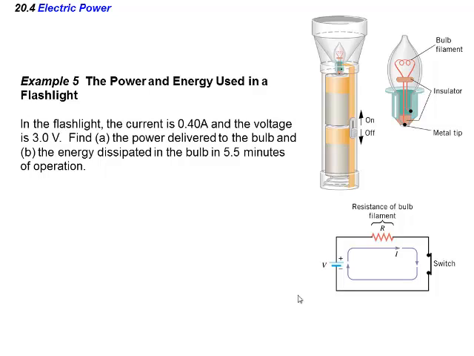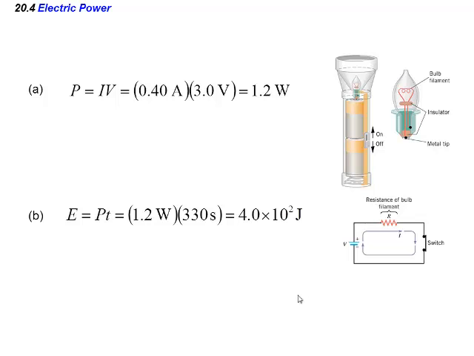If we wanted to know the power delivered to the light bulb in our flashlight, power is current times voltage, for 1.2 watts. Energy would be power times time, since a watt is a joule per second. Joules per second times seconds would give us joules.